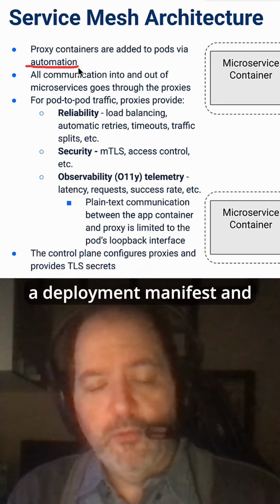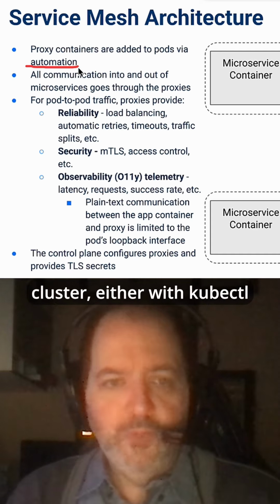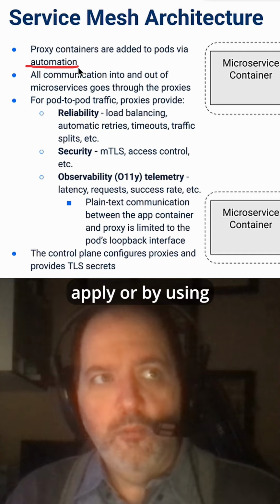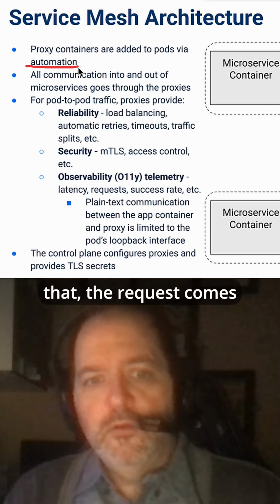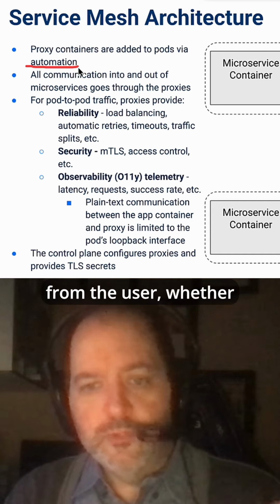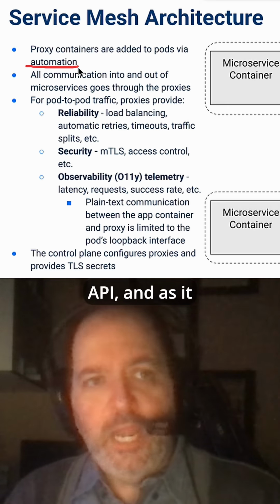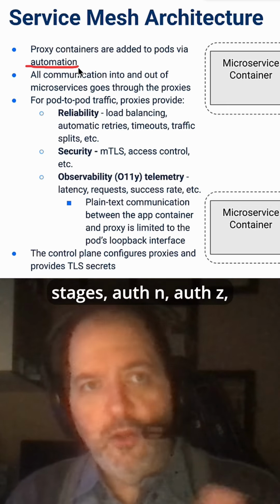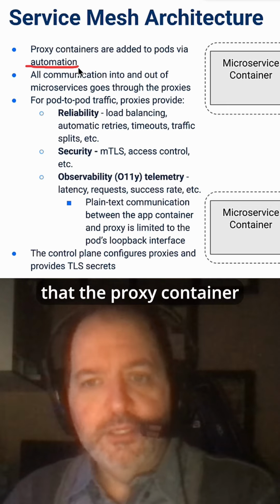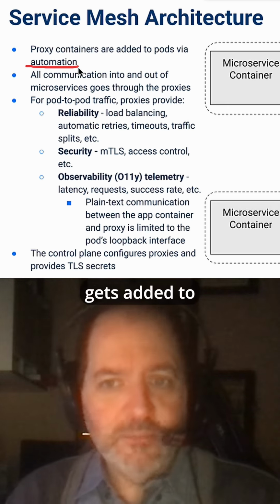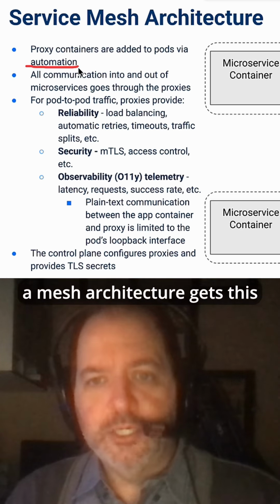So if I have a deployment manifest and I want to submit that to a Kubernetes cluster, either with kubectl apply or by using a CD tool like Argo or something like that, right? The request comes from the user, whether the user is a human or a CD tool, to the Kubernetes API. And as it goes through the various stages, authN, authZ, the last stage being admission control, it will get mutated so that the proxy container gets added to the pod spec. So any pod that gets deployed within a mesh architecture gets this proxy container.